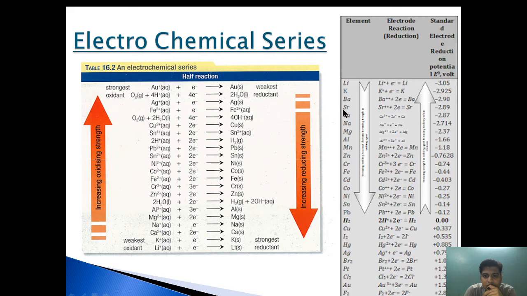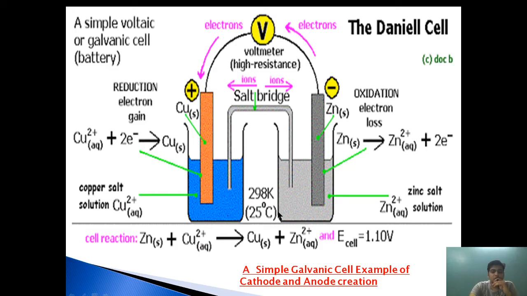In the same way, if I have told you copper and zinc, if you see copper is here, okay, and zinc is here. So for that reason, when these two are placed in this way, depending upon the electrochemical series, the things are decided.